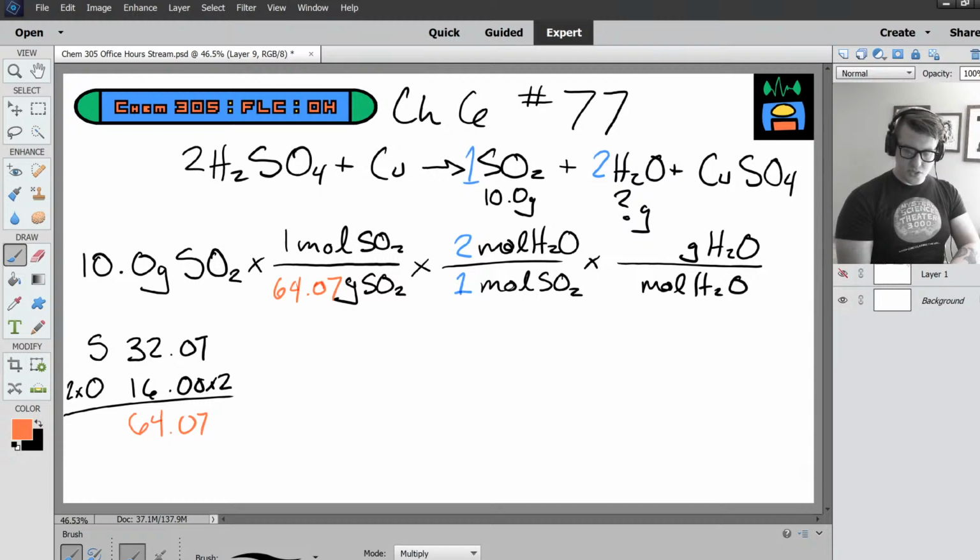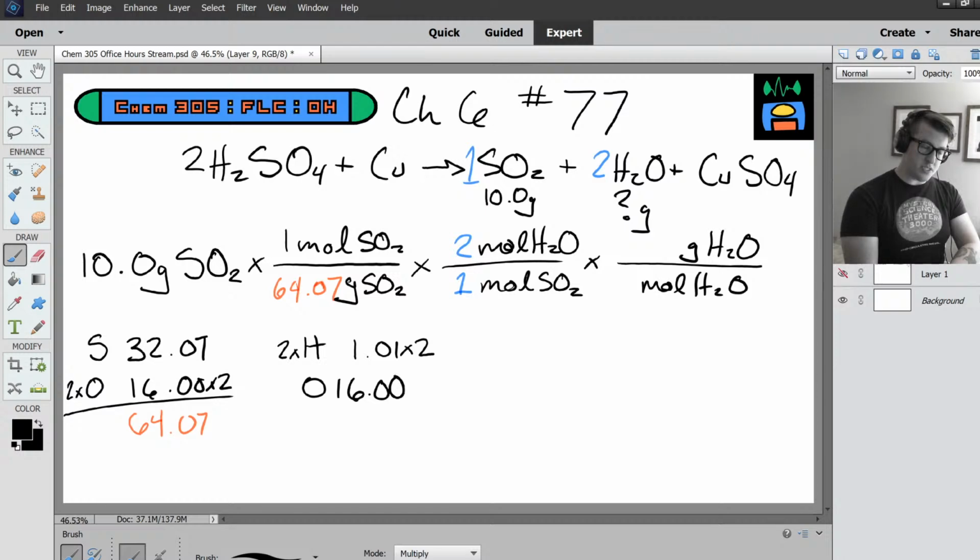Next we need to determine the molecular mass of water. Hydrogen has an atomic mass of 1.01. We have to multiply by 2. Oxygen has an atomic mass of 16.00. So when we add these two together, we get a molecular weight of 18.02, and that is what we punch in here. Sorry, that's a 2, not a 7.